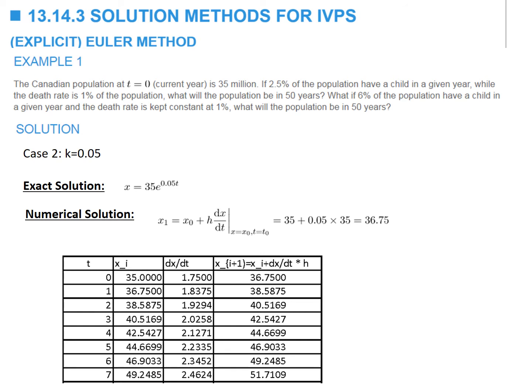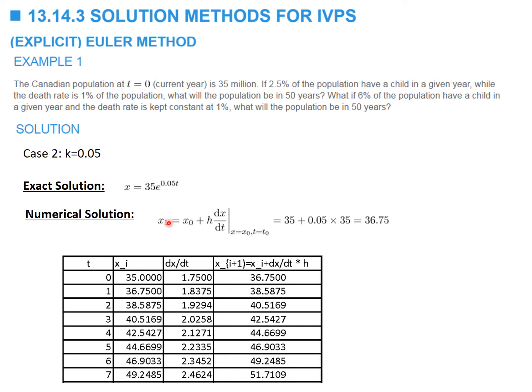All right, let's see what happens in case 2. In case 2, I have the rate of increase of the population given as 0.05. This 0.05 is the 6% birth rate minus the 1% death rate. The exact solution is given by 35 e to the power 0.05t. You can find the exact solution simply by integrating in Mathematica, and in your online notes you'll find the code that helps you do this type of integration.